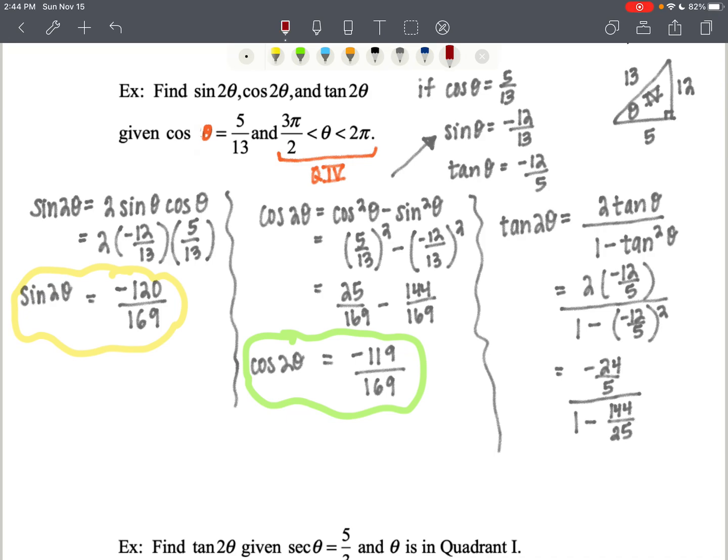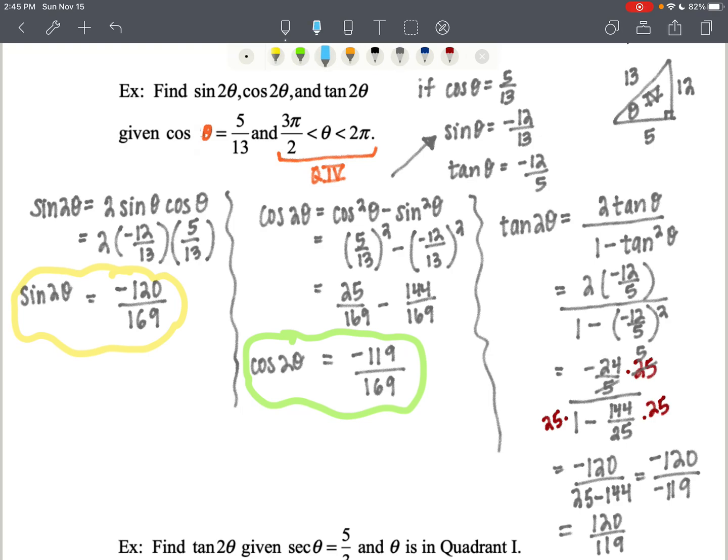I've got 3 terms in this fraction, so I'm going to multiply all 3 terms by 25. This becomes a 5. Negative 24 times 5 is negative 120 over 25 minus 144. So we have negative 120 over negative 119, and a negative over negative is a positive. Let me just write tangent of 2 theta.